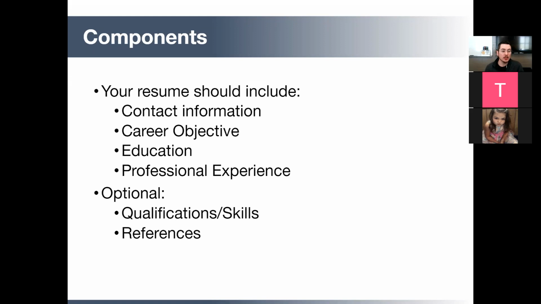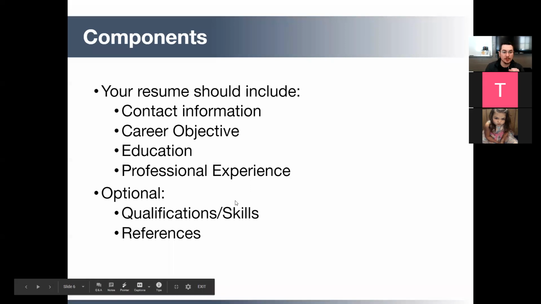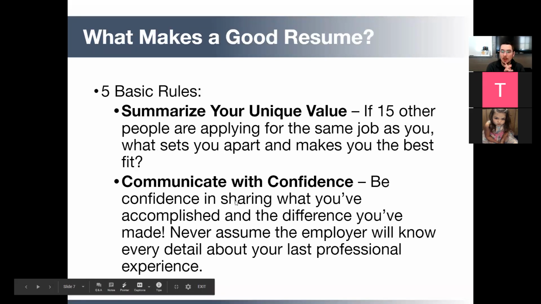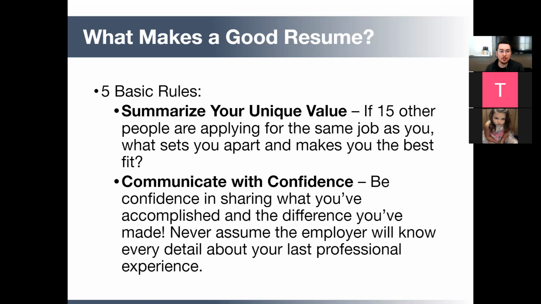Then optionally, there are options that you can also do, and this would be especially for those of you who haven't had a chance to do a lot of professional experiences, haven't had a lot of opportunities to volunteer and do those sorts of things, so your resume is looking a little light. Then you can also put some qualifications or skills that you have, and you could also include your references on your resume as well. So we're going to get into now the 5 basic rules of writing a good resume.